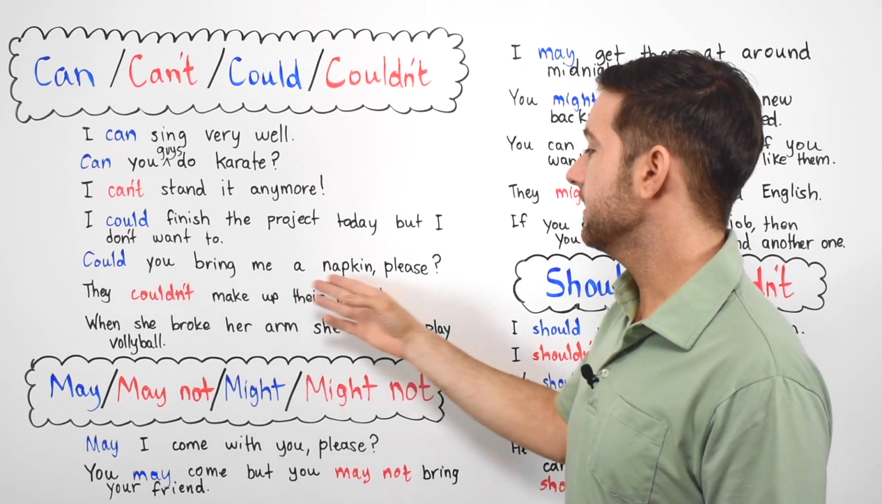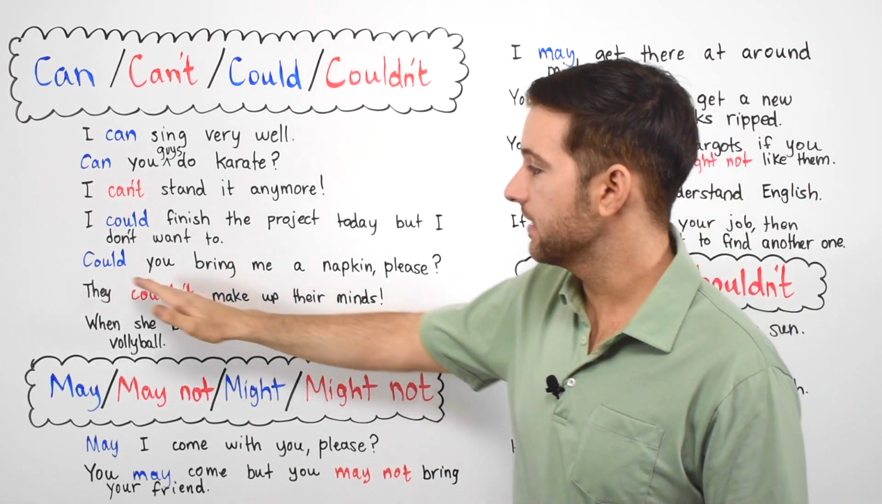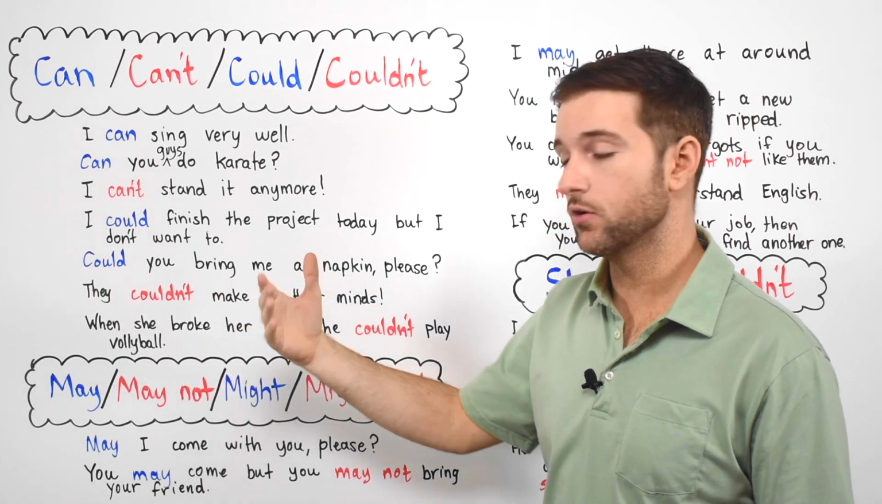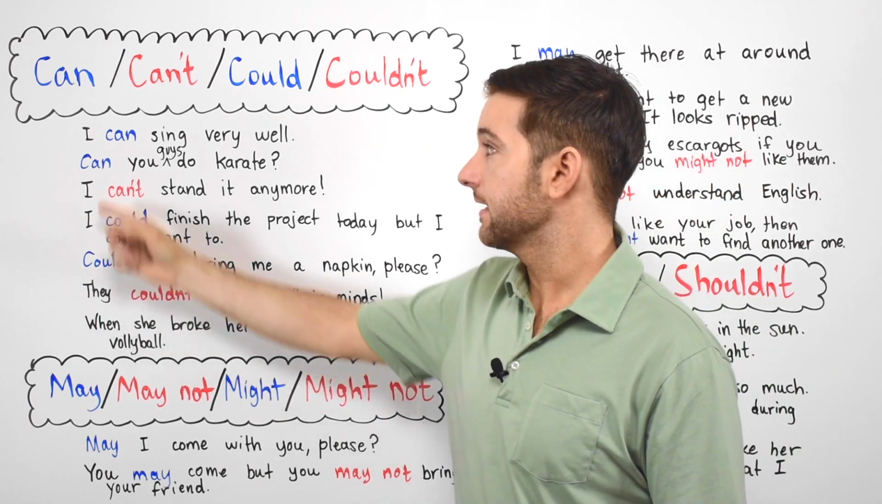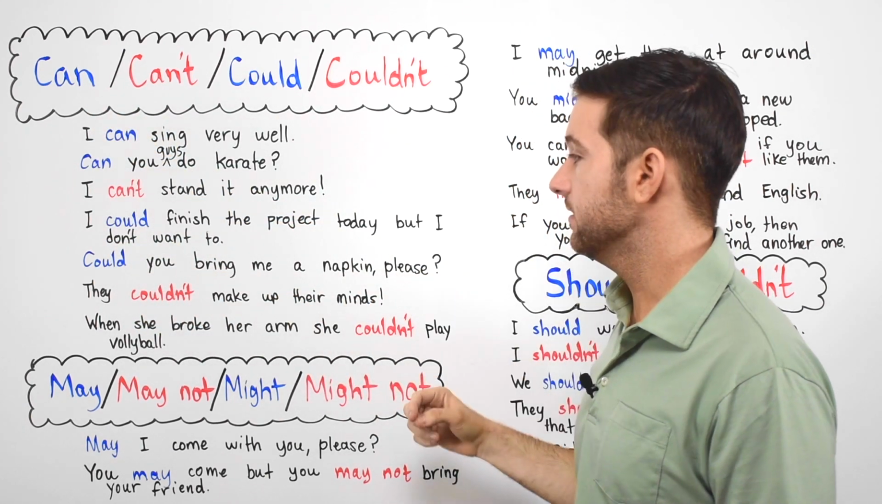So, could you bring me a napkin, please? This is something that you could also ask a waiter or a waitress at a restaurant. Could you bring me a napkin, please? You can also say, can you bring me a napkin, please? Okay.